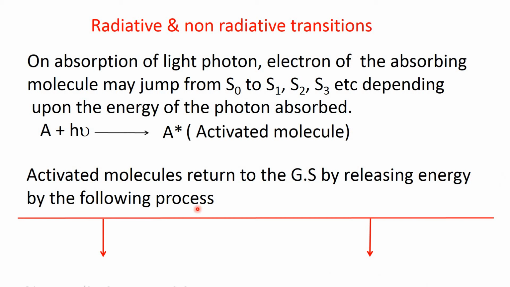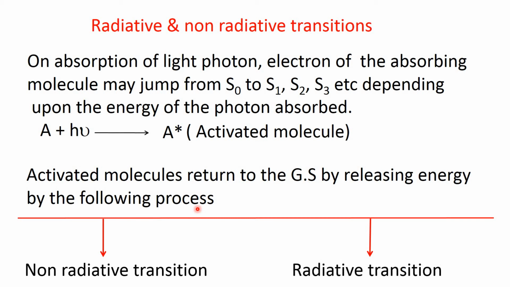What are the processes? Non-radiative transition and radiative transition. From the name itself, it is clear that non-radiative transition means during that transition, no radiation is emitted. And radiative transition means during that transition, the energy is released in the form of radiation.